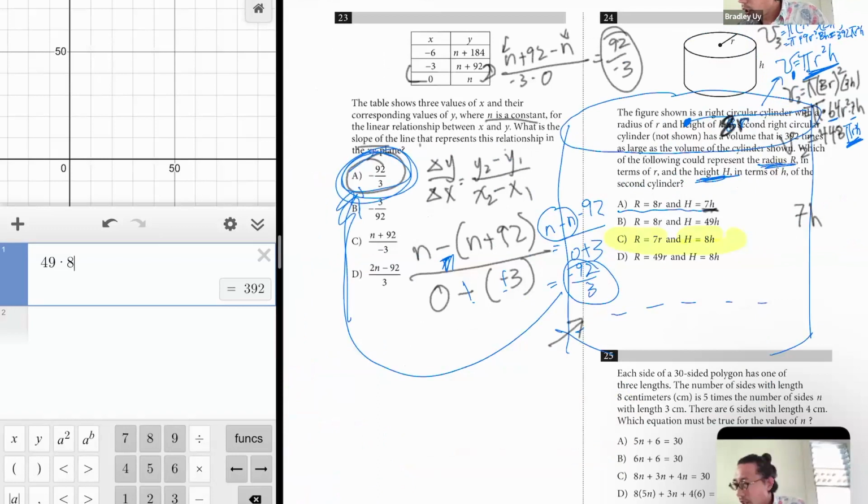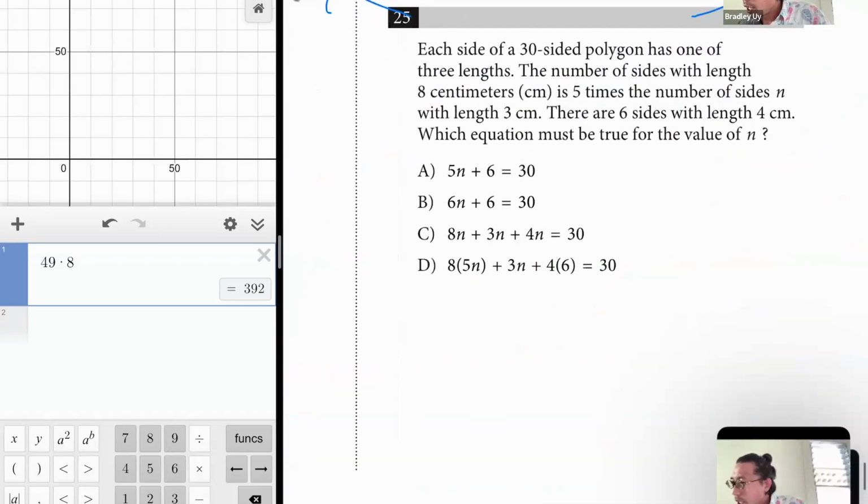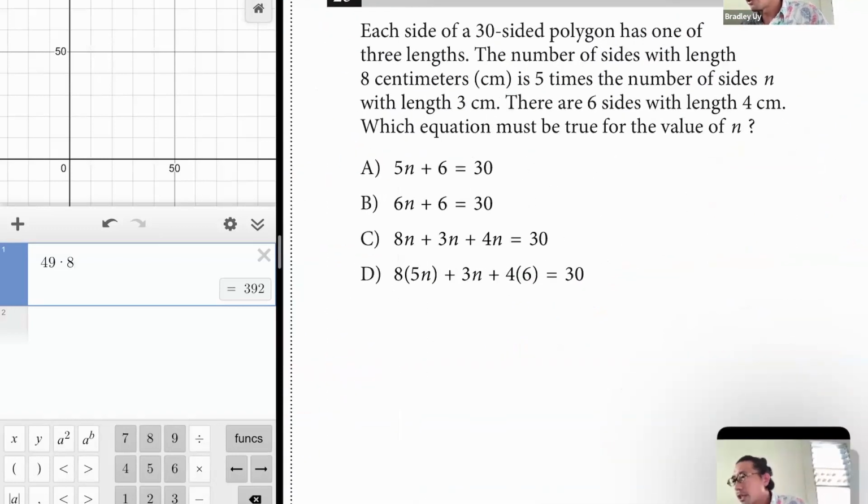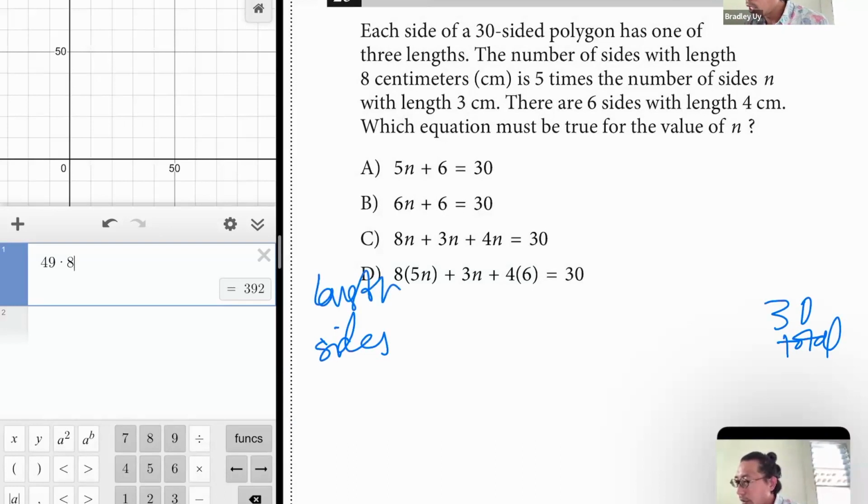All right, two more questions. Okay, this I thought was a pretty tricky question in terms of how it was worded. They're talking about the sides of a 30-sided polygon. So sides, okay, there are 30 total. Then they introduce this idea of length. There are sides with length 8, there are sides with length 3, and there are sides with length 4.